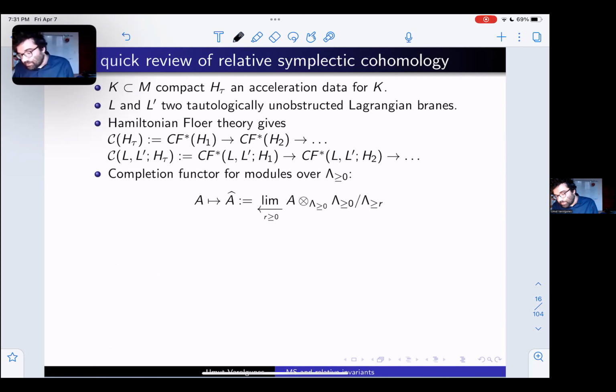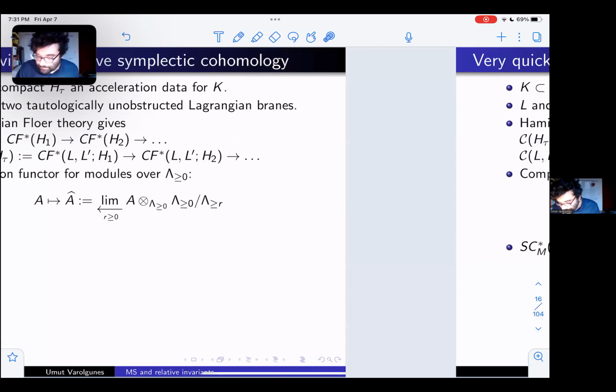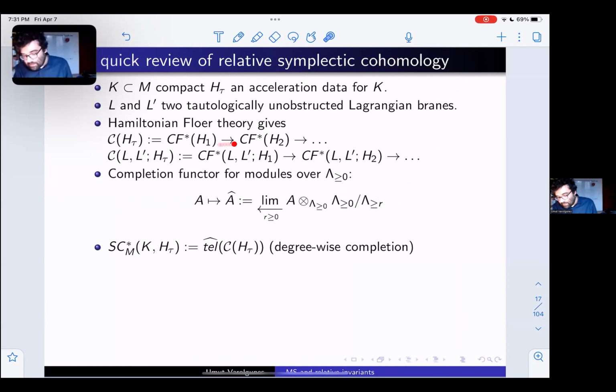So I'm also going to use this completion functor for modules over this Novikov ring. It's defined in the usual way as the inverse limit of truncations. Okay, so I have this kind of diagram of chain complexes. They form a ray, and you're supposed to take some kind of homotopy colimit. Any model of homotopy colimit is fine, and then you obtain the telescope or the homotopy colimit chain complex, and then you're supposed to take a degree-wise completion. Okay, and then you can take its homology.